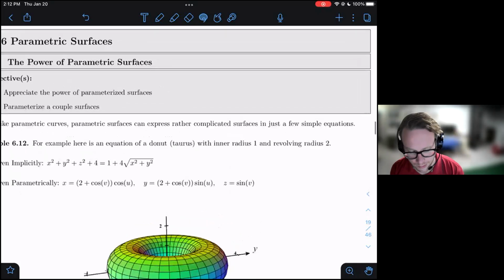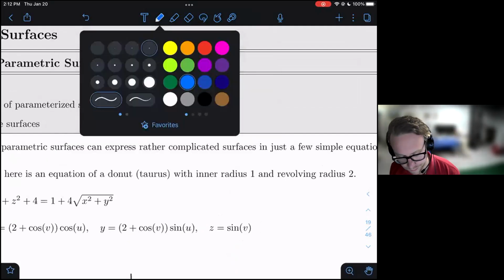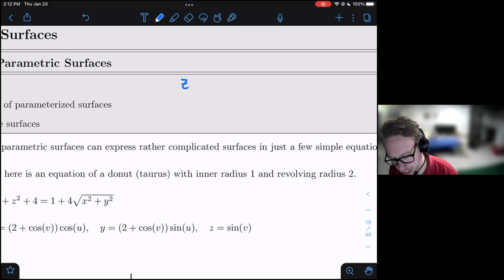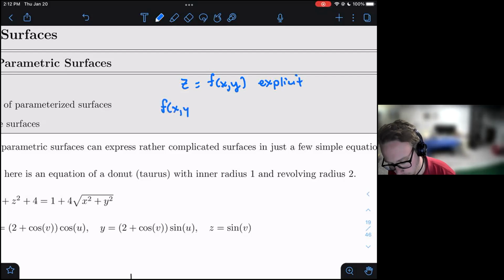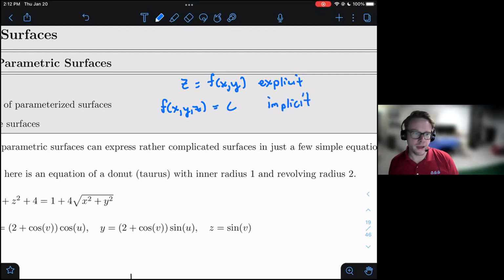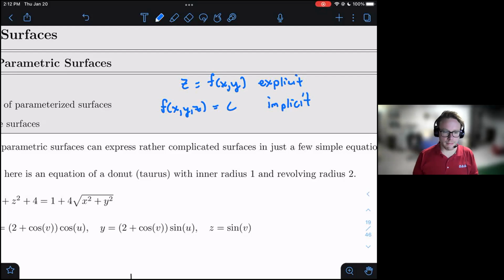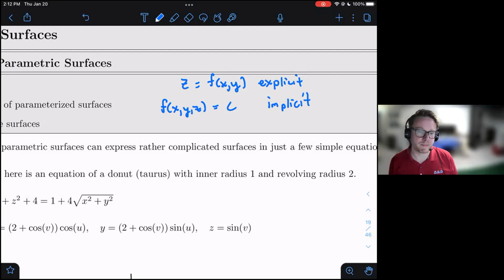So, if you have the big three types of surfaces, the first one is z equals some function maybe of x's and y's. These are the explicit surfaces. We have something where you have a function of x, y, and z equals usually some constant, so maybe 0, or I'm just going to use c here. These are typically your implicit surfaces. And then we have the stuff that we're talking about, and again, we've already seen it once, these parametric surfaces.